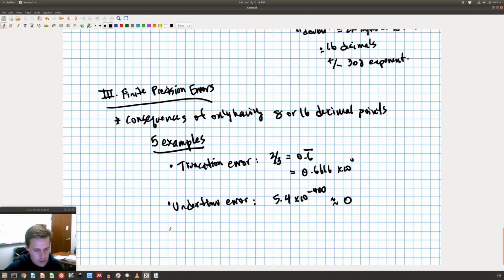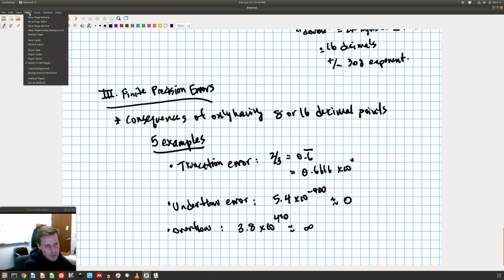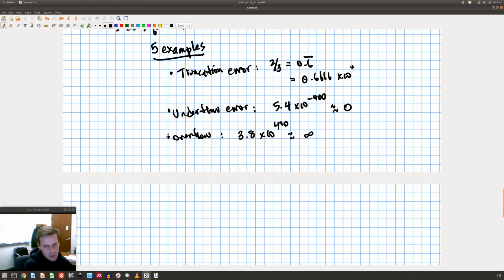Okay, that's an underflow. An overflow is the opposite. An overflow is if I'm trying to store, let's say 3.8 times 10 to the positive 400. That's going to evaluate as an infinite value. All right, that's going to be a real problem in a computer. Both overflows and underflows can be a problem, but that's especially a problem with overflows. It'll usually do crazy things.